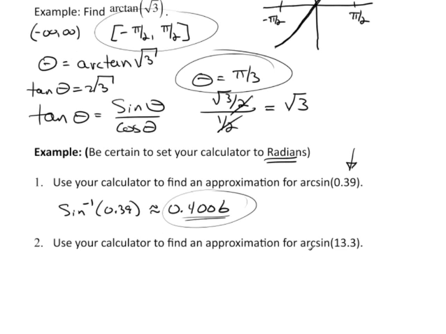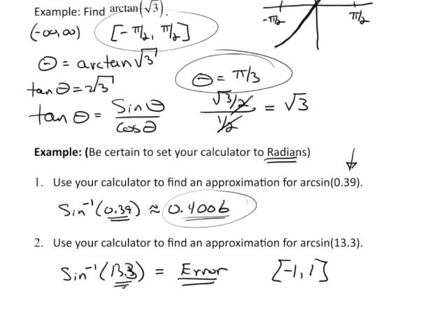Now, likewise, if I try to find arcsine of 13.3, in my calculator I enter sine inverse of 13.3, and that equals an error. Remember, the range of sine is -1 to 1, so the domain of arcsine is -1 to 1. The 0.39 worked because that's in between -1 and 1. 13.3 is not in -1 to 1. So it's just impossible to begin with. This is almost like a silly question. There is no solution to it.